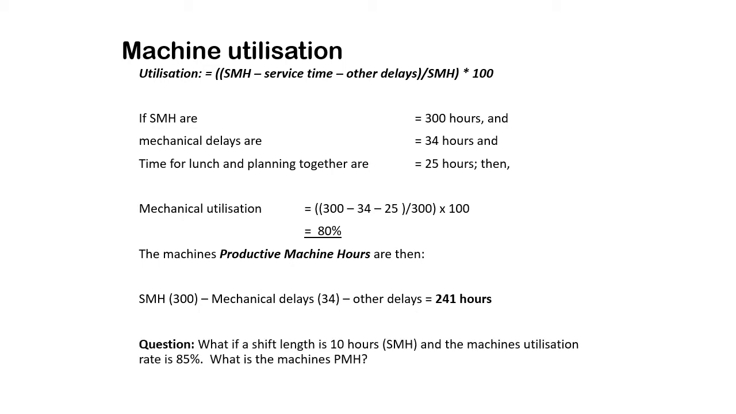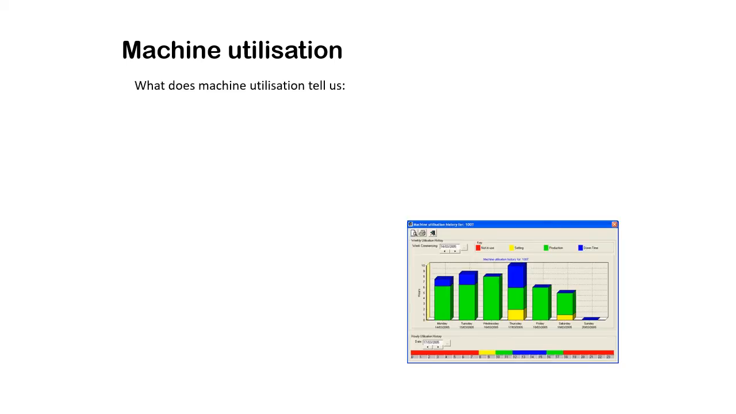So if our shift length is 10 hours and the machine utilization is 85%, what are the machine's productive machine hours? Can you work it out? What does this machine utilization tell us?